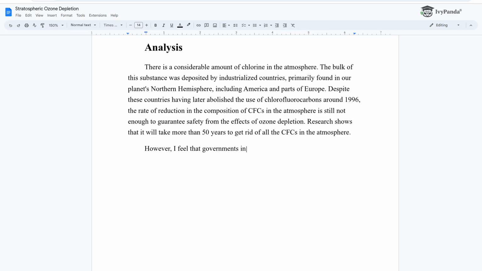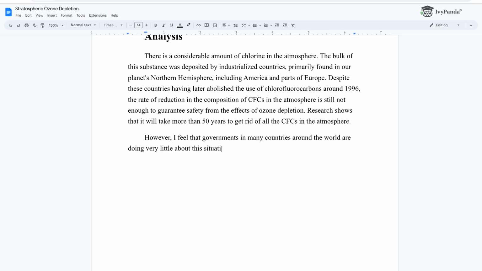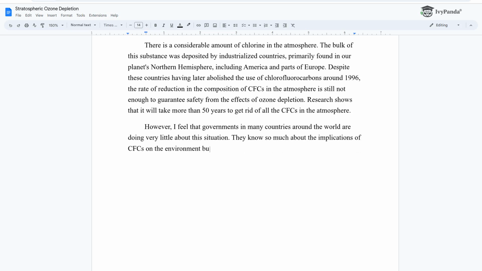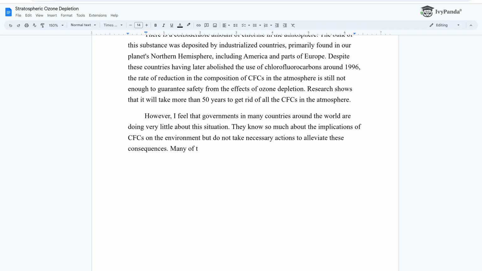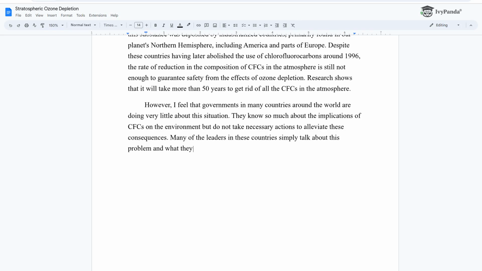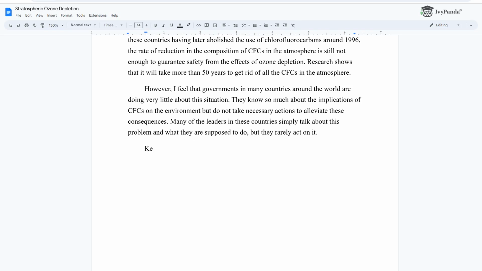However, I feel that governments in many countries around the world are doing very little about this situation. They know so much about the implications of CFCs on the environment but do not take necessary actions to alleviate these consequences. Many of the leaders in these countries simply talk about this problem and what they are supposed to do, but they rarely act on it. Kenya is the best example of a country that simply talks about this issue without acting.